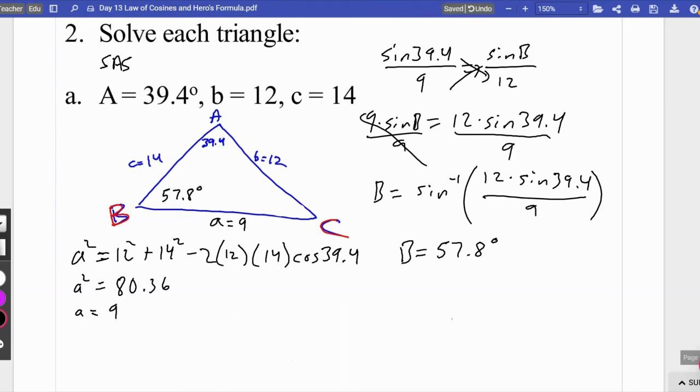And then the last part's a lot easier. You know, A plus B plus C, the angles need to add up to 180. So we could just figure that out right now. 57.8 and 39.4 give me 97.2. And then if you took 180 minus that, you would get 82.8. Again, I got this just because they all had to add up to 180. Okay, so that's using law of cosines if you have side angle side to solve a triangle.